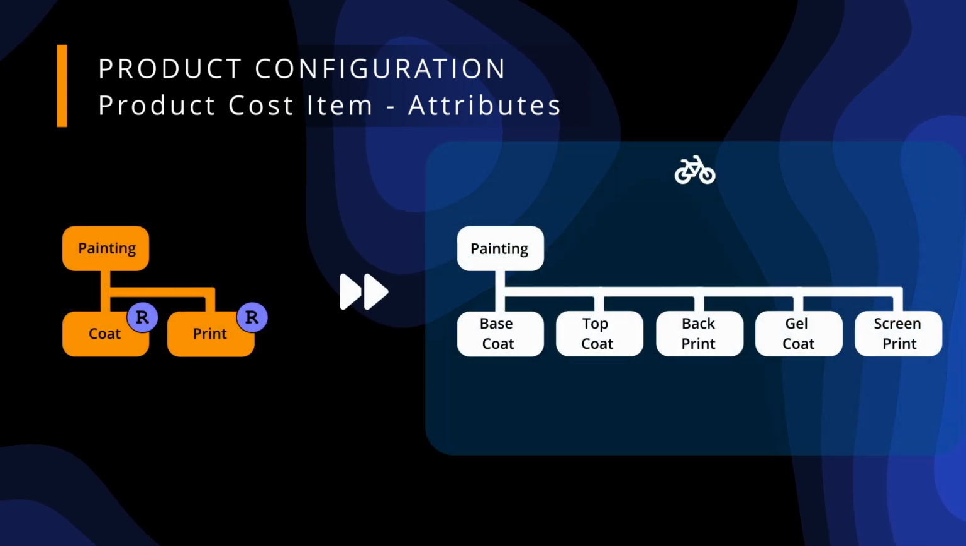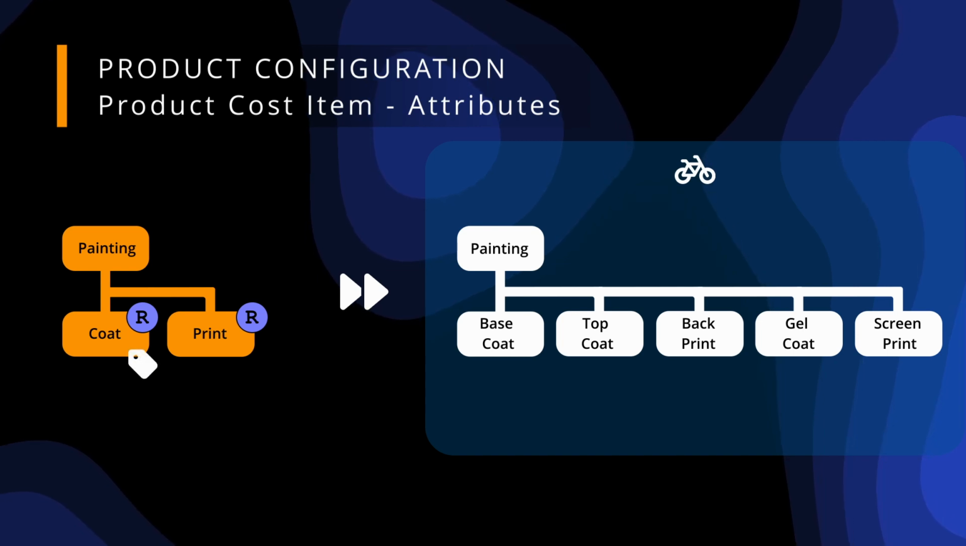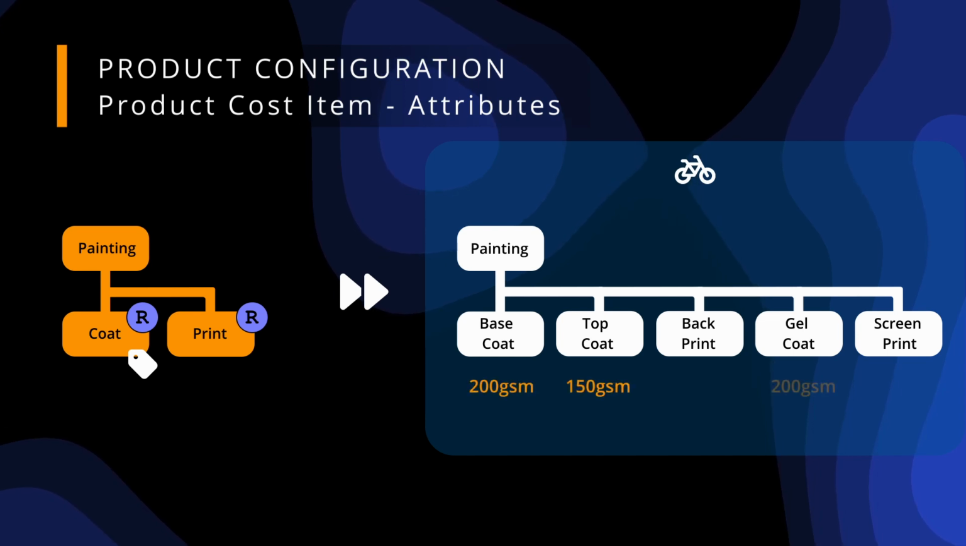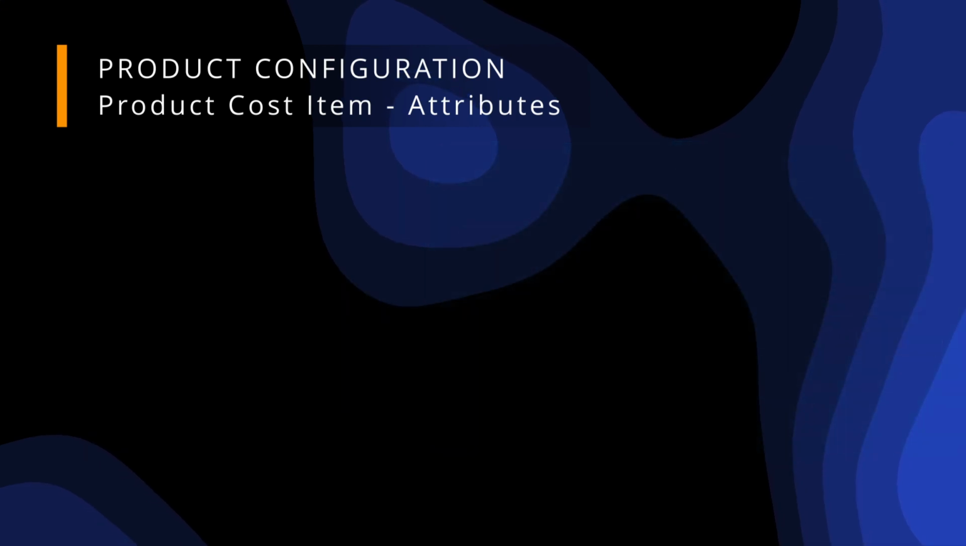In the painting example, suppose that the designer has defined a coating weight product cost item attribute for the coat. In our bicycle, you could enter 200 GSM, 150 GSM, and 200 GSM for the different coats independently of each other, and these would be used in the calculation of the selling prices.